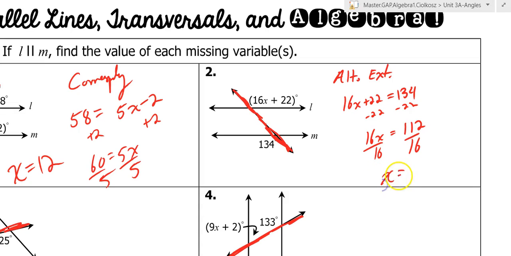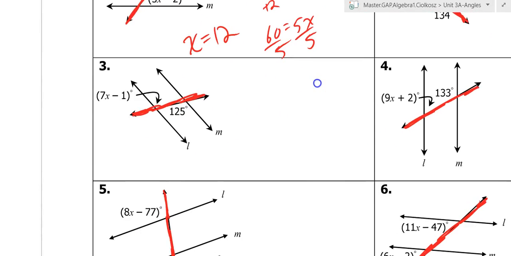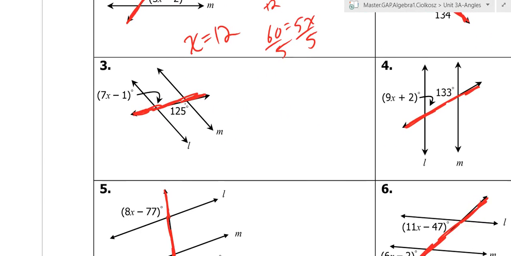Here we get x equals. Okay, so this is saying this angle here is 125, and this is 7x minus 1. Well, we're on alternate or opposite sides, so it's alternate something. And these are interior of those parallel lines, so it's alternate interior. Also equal. You'll notice the big commonality here of setting these things equal.